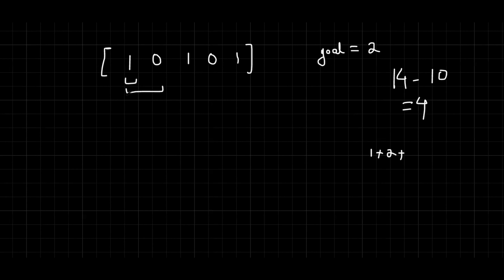Now, for this subarray, their summation will be 3, 1 plus 1. And we can consider it here because it is less than or equal to the goal. Now again, we can consider this subarray, which is 1010 with the length 4.